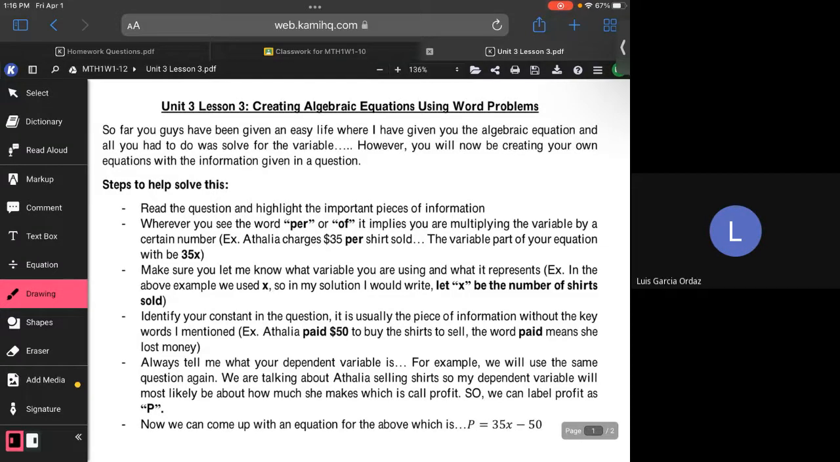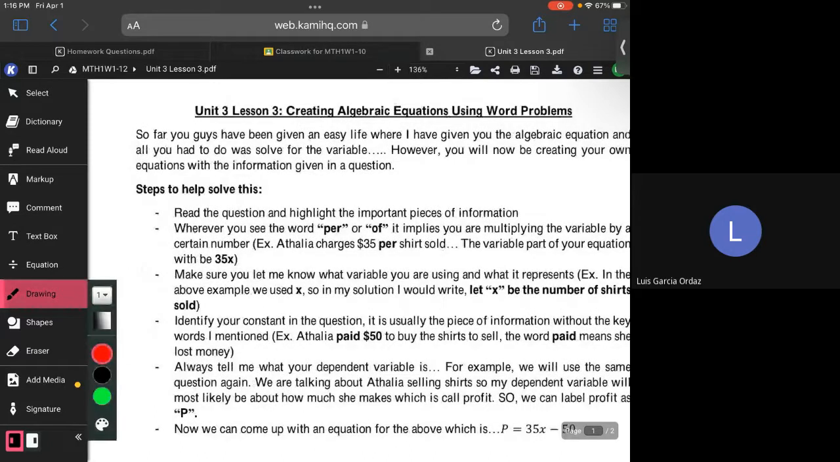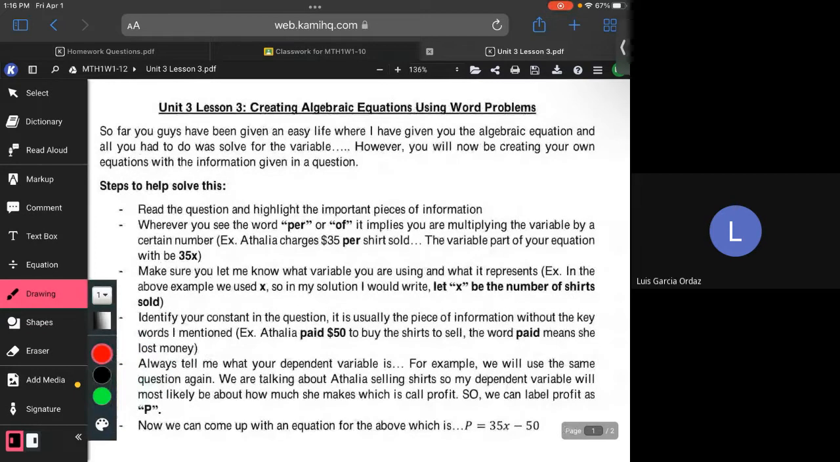Okay. Wherever you see the word per or of, it implies that you are multiplying your variable by a specific number. For example, let's say Athalia charges $35 per shirt sold. The per implies that you are multiplying that 35 by a variable. So the variable part of your equation will be 35x, 35 times x, because x is the number of shirts sold.